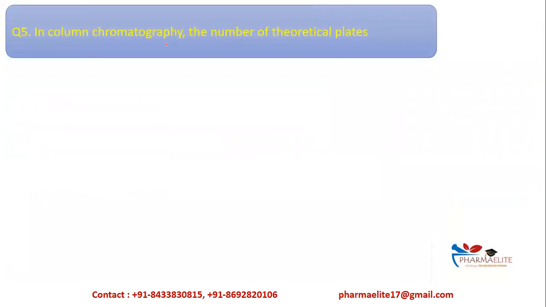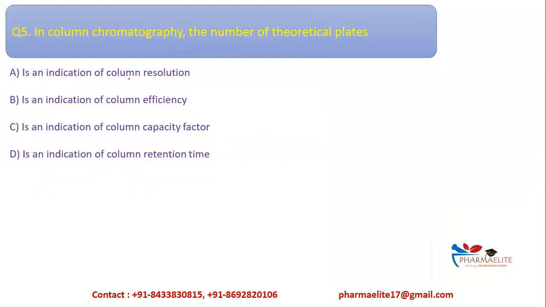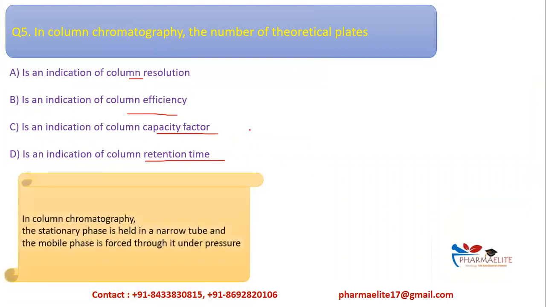In column chromatography, the number of theoretical plates is an indication of column resolution, column efficiency, column capacity factor, or column retention time. Remember, in column chromatography, the stationary phase is held in a narrow tube. A narrow tube is taken and the mobile phase is passed through it under pressure, and the stationary phase is held inside this narrow tube.